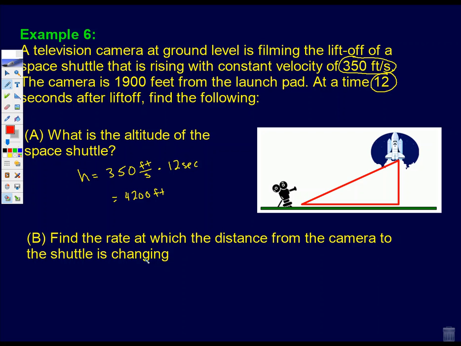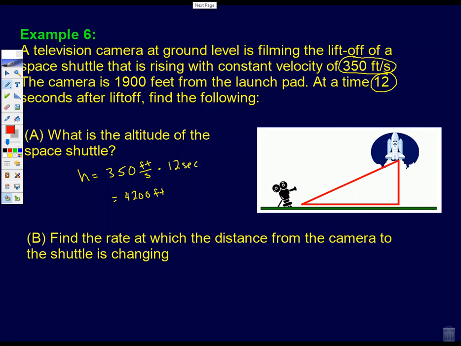Now, in this picture, that distance is the distance along the slant here, okay? Because the camera is 1,900 feet from where it launched, but as soon as the rocket's in the air, the shorter distance is going to be along this slope here. It's going to be the most direct distance, okay, from the rocket itself to the camera.